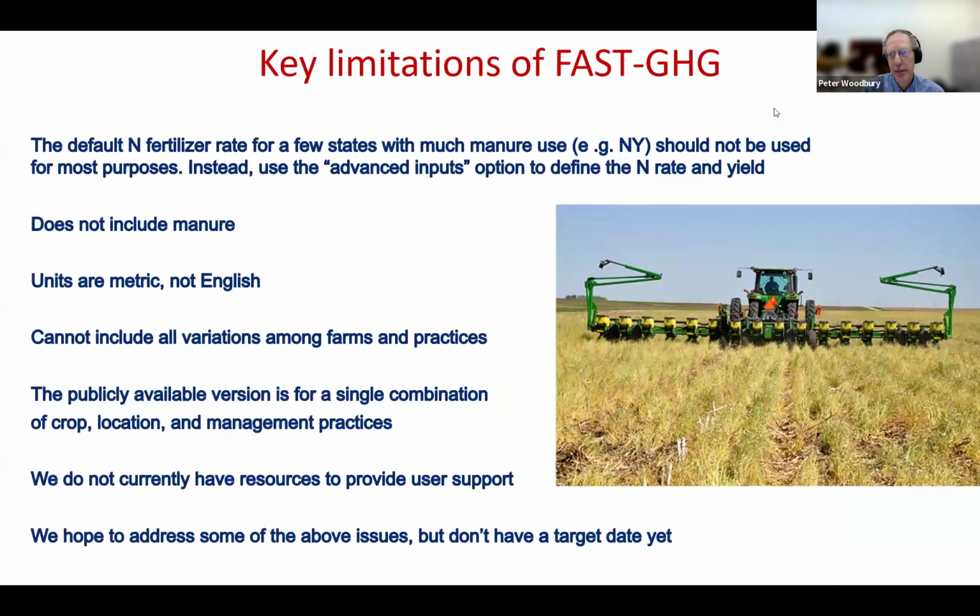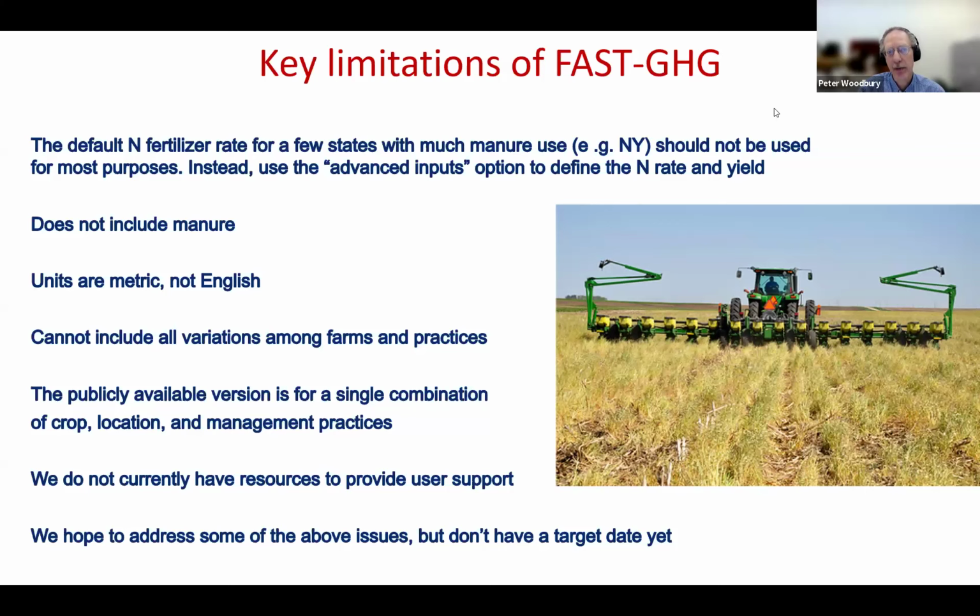Now, what are some of the limitations of the tool? Well, the first one is that the default data for nitrogen fertilizer rate are not suitable for most purposes for several states that have high livestock populations.